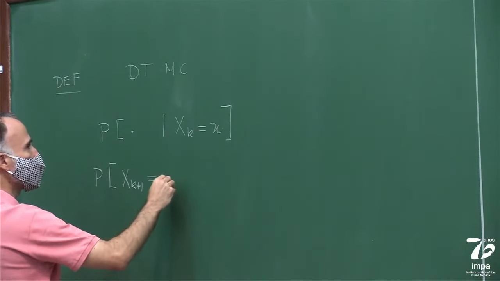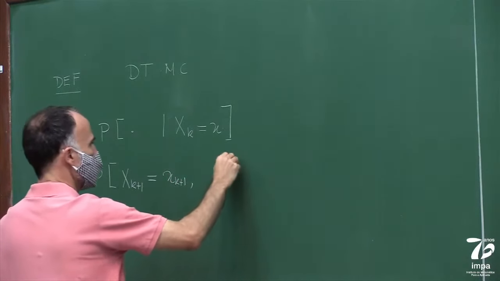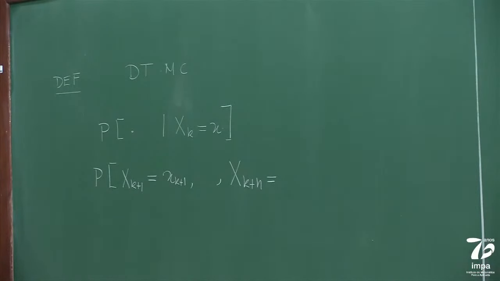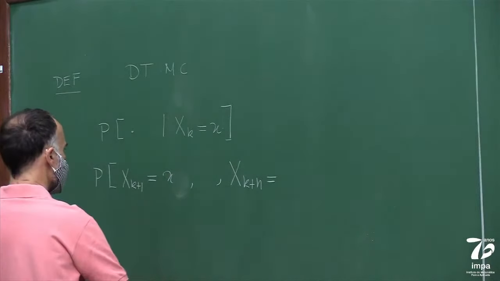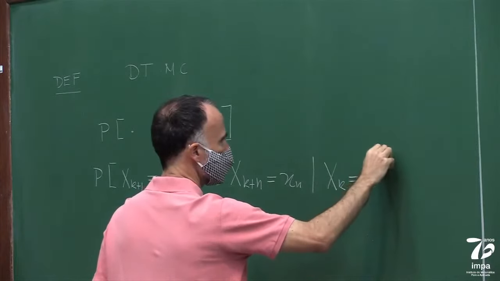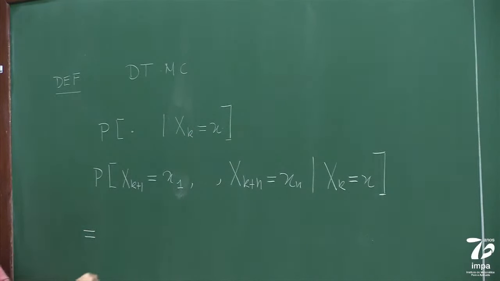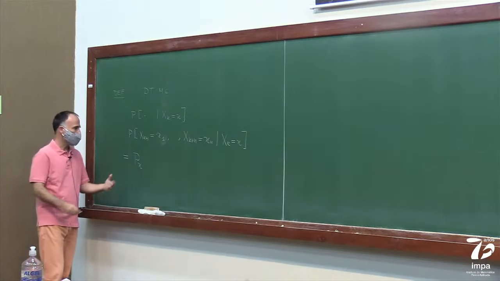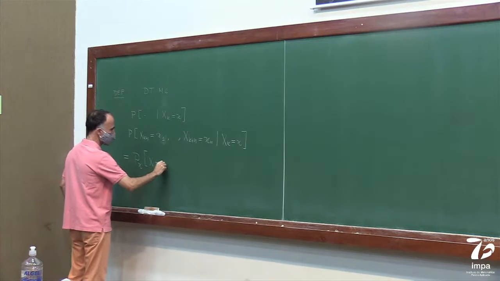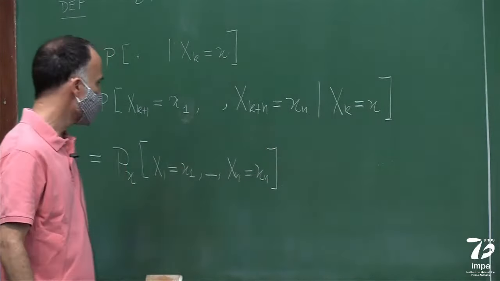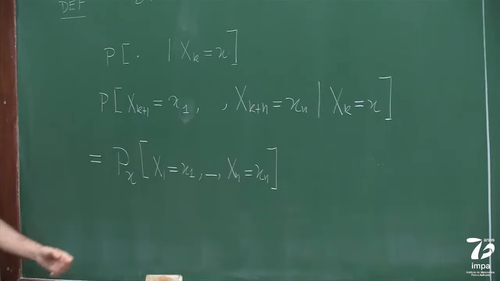So X_{k+1} equals x_1 up to X_{k+n} equals x_n, given that X_k is equal to x. Then this corresponds exactly to starting at time 0 from site x and considering a new Markov chain which starts at 0 at this point, so that this is equal to X_1 equals x_1 up to X_n equals x_n. So if you know that at some time k you are at x, what happens in the future is exactly what happens to the chain if you start at time 0 at x.